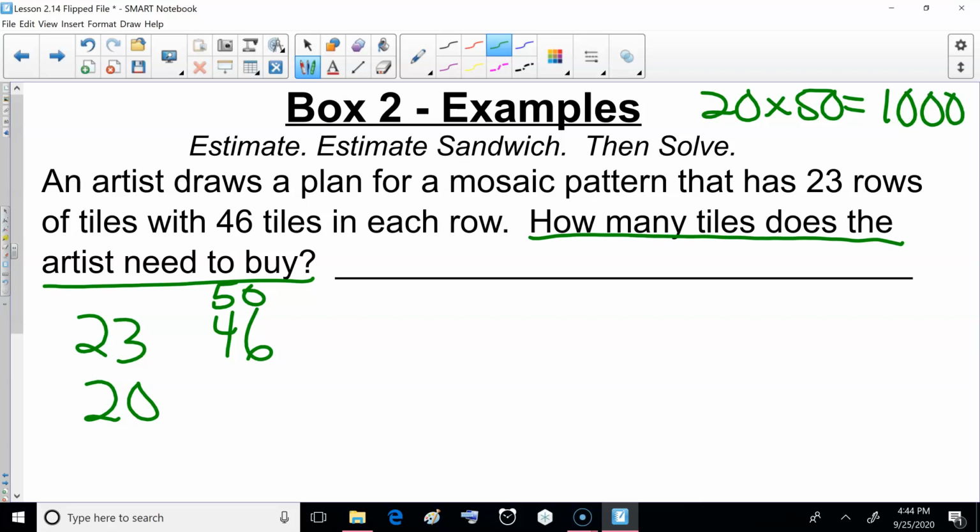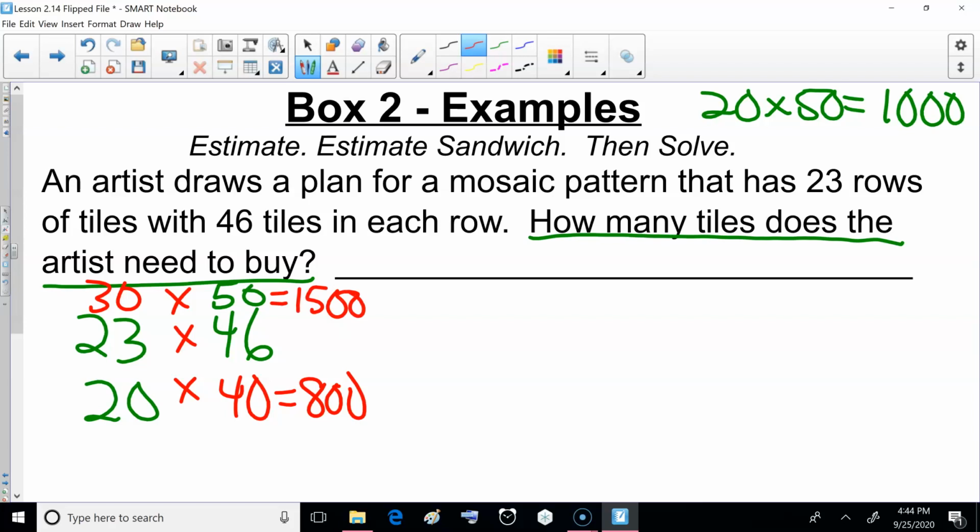Now I'm going to do my estimate sandwich, which I did half the work on already. To finish my estimation sandwich, that would be 30 right here and 40 down here. I'm going to multiply these out, my big one. So 800, and 1,500. So my answer should be between those, which is also 1,000.